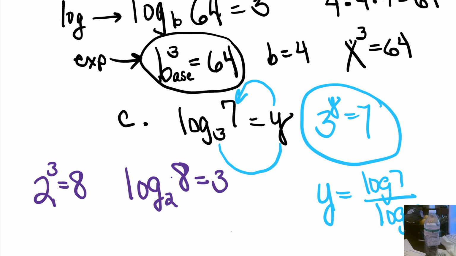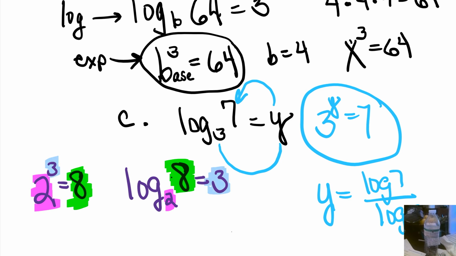Okay, so now let's color match these. So this is your base, that's the one in pink. This value, this 8, is this number here. And your exponent is 3.